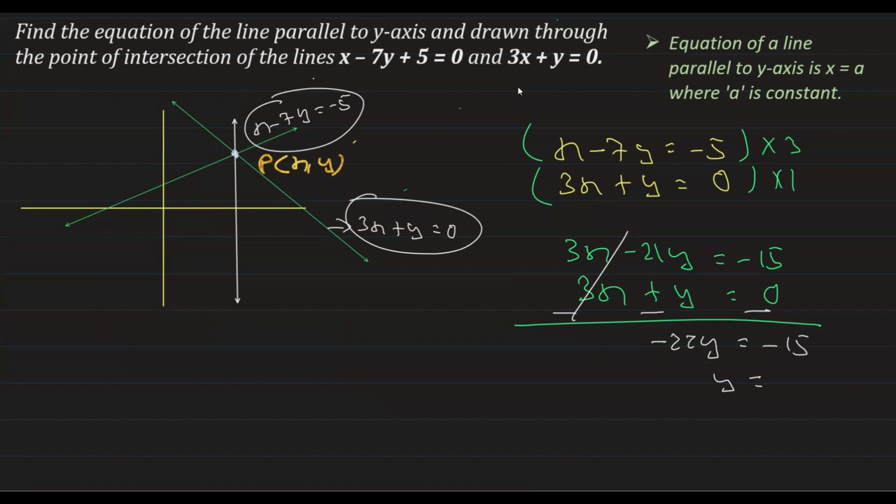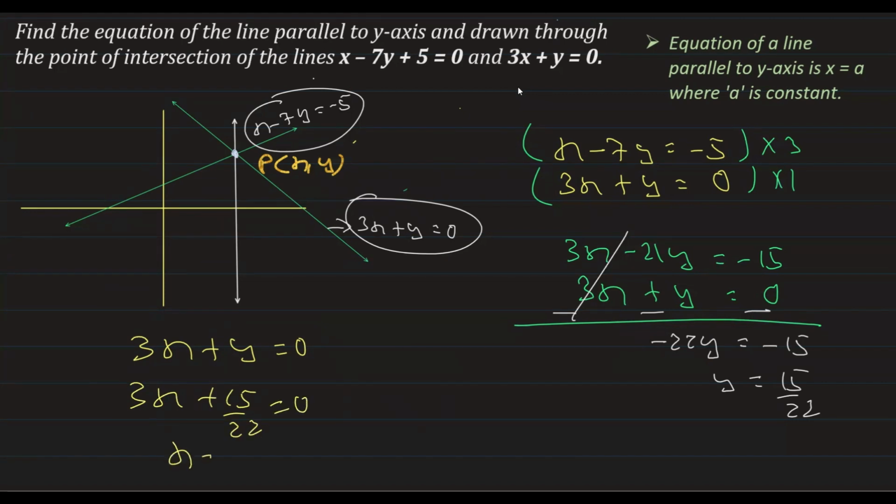That implies y is equal to 15 over 22. But as we need the x coordinate, we can use substitution to get x from this equation. Let me copy this equation as 3x plus y is equal to 0. So this is 3 times x, replacing this y with 15 over 22, is equal to 0. From here we get x is equal to minus 15 over 22.